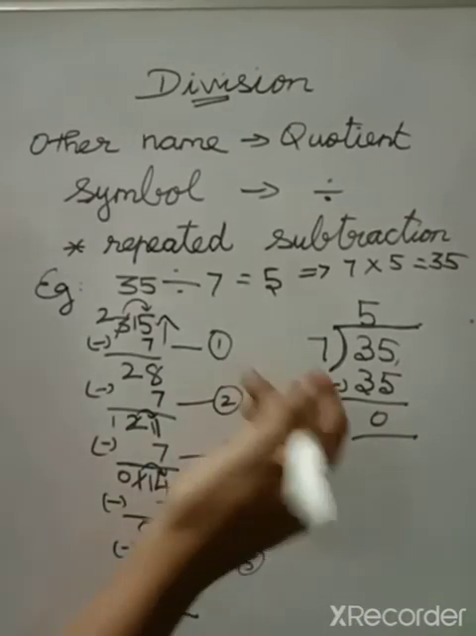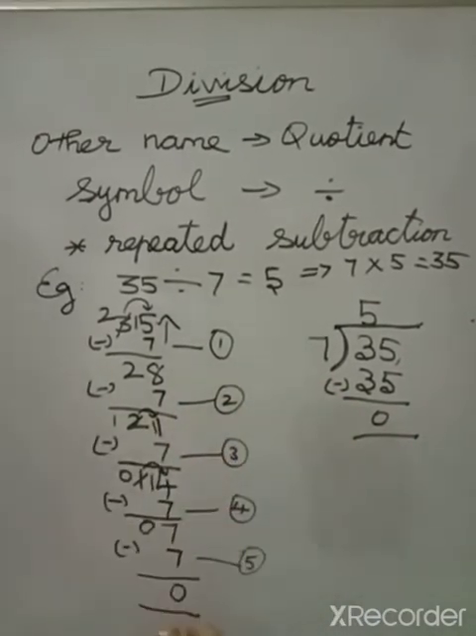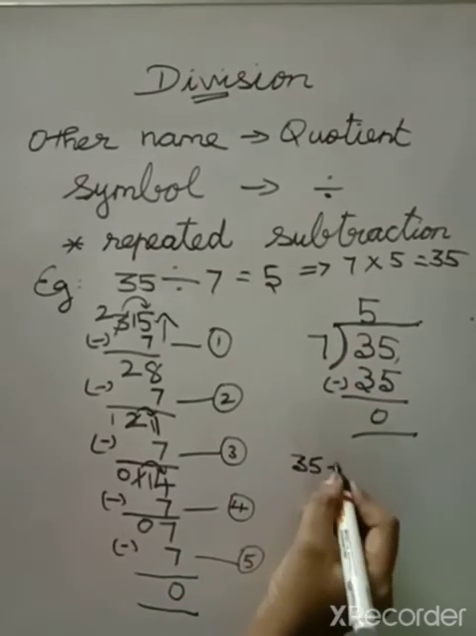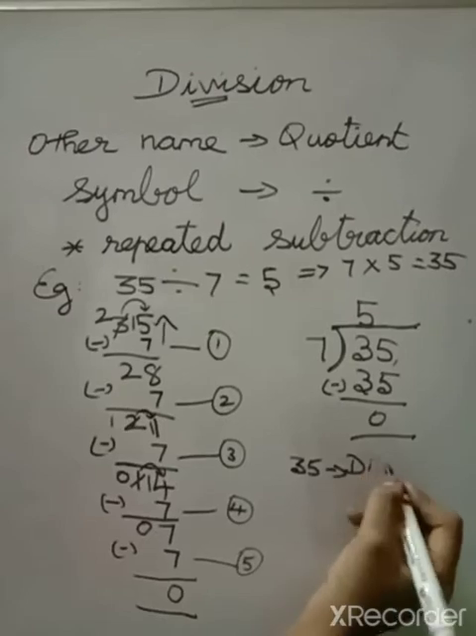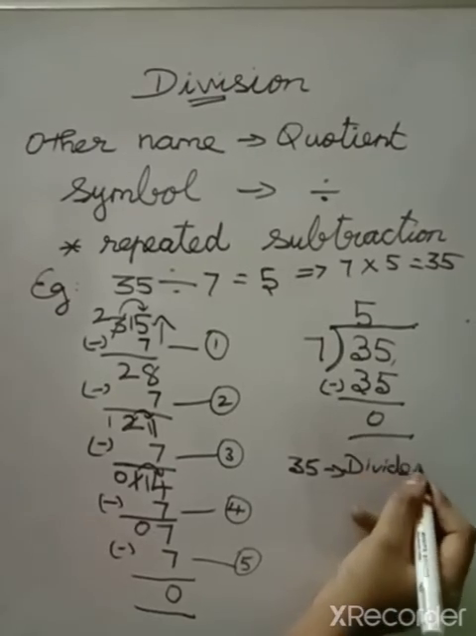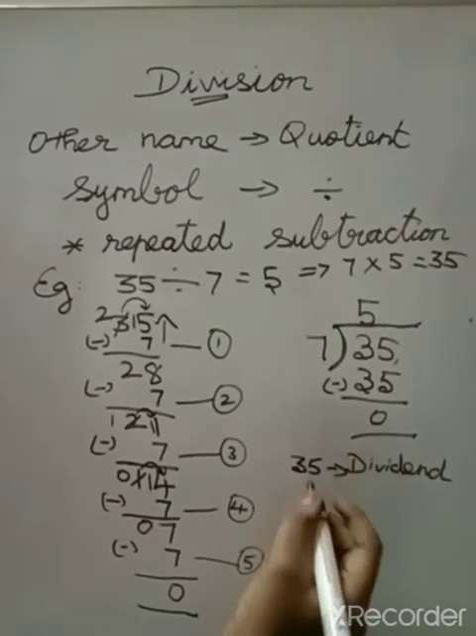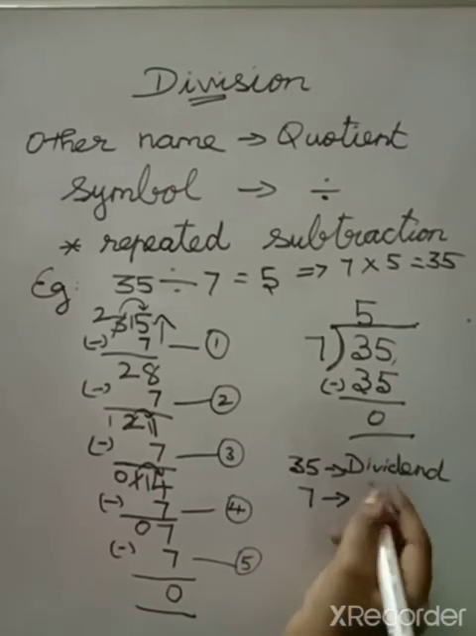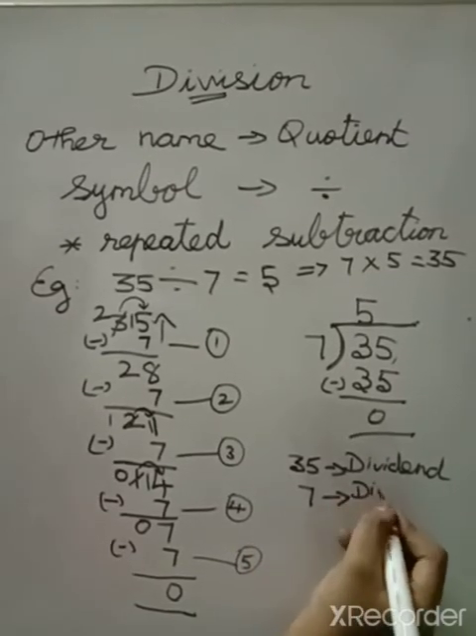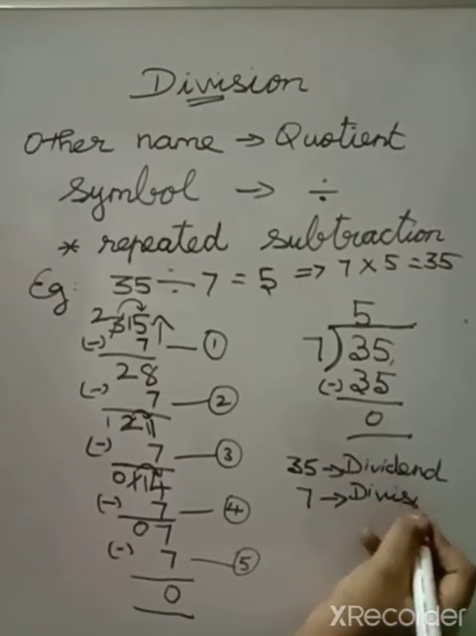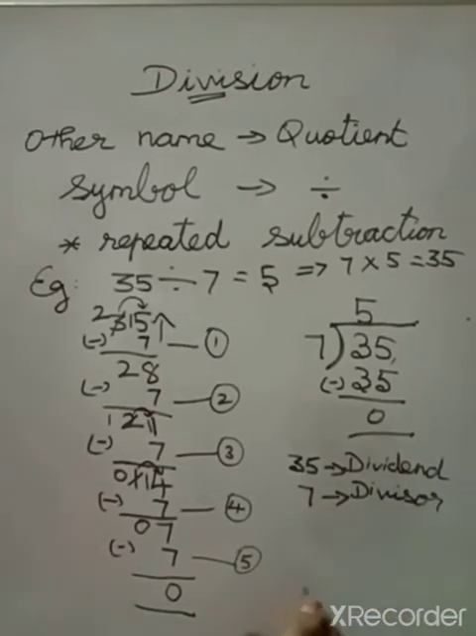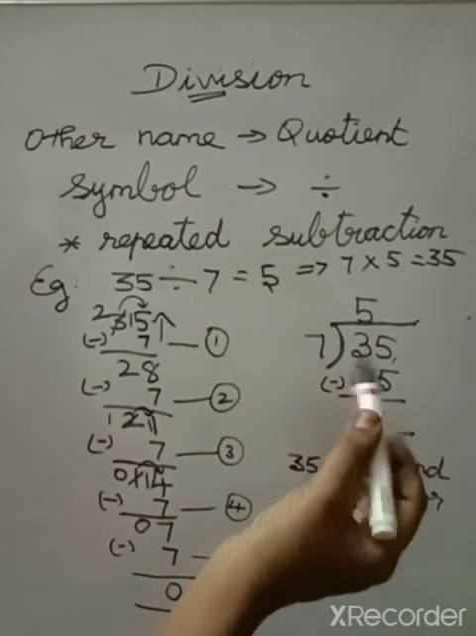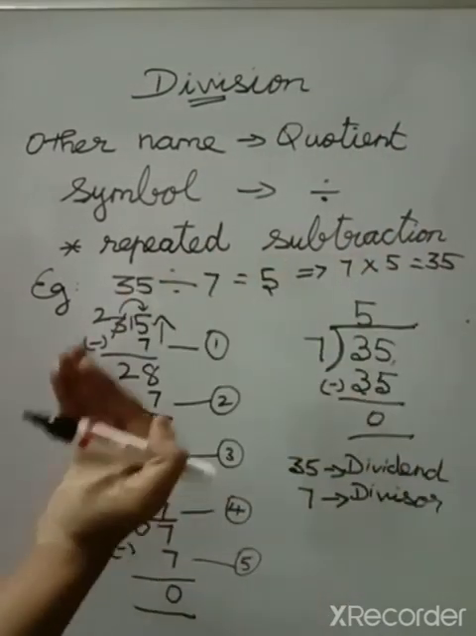Okay? So see here. Here the number to be divided, that is 35. 35 is called as the dividend. The number we are dividing is called as the dividend. And we use the table 7. Isn't it? So 7 is called as the divisor.